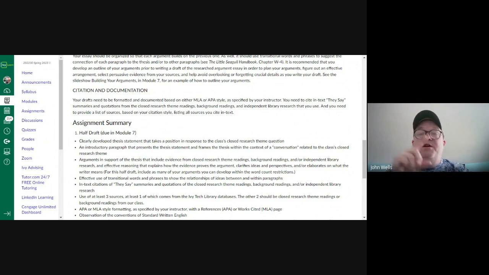Don't forget the period goes after. There's not a period before the parenthesis, but there is one afterwards. And as a kind of help, when you go to your reference page or your MLA Works Cited page, the thing that goes in that in-text citation is going to be what's first on that line, right?